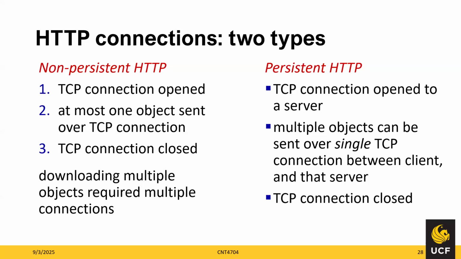So persistent HTTP is more efficient and is what browsers use today, starting from HTTP/1.1. You can think of non-persistent as one connection per object. Persistent means we keep the connection open for multiple objects.